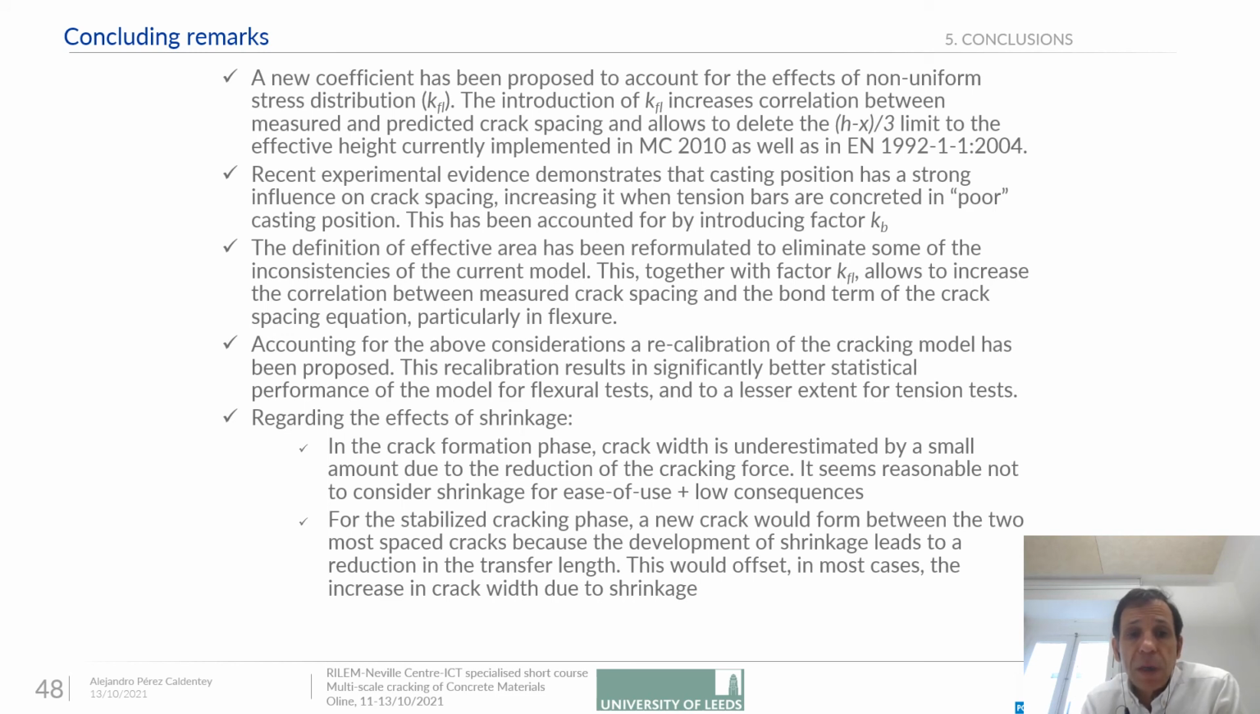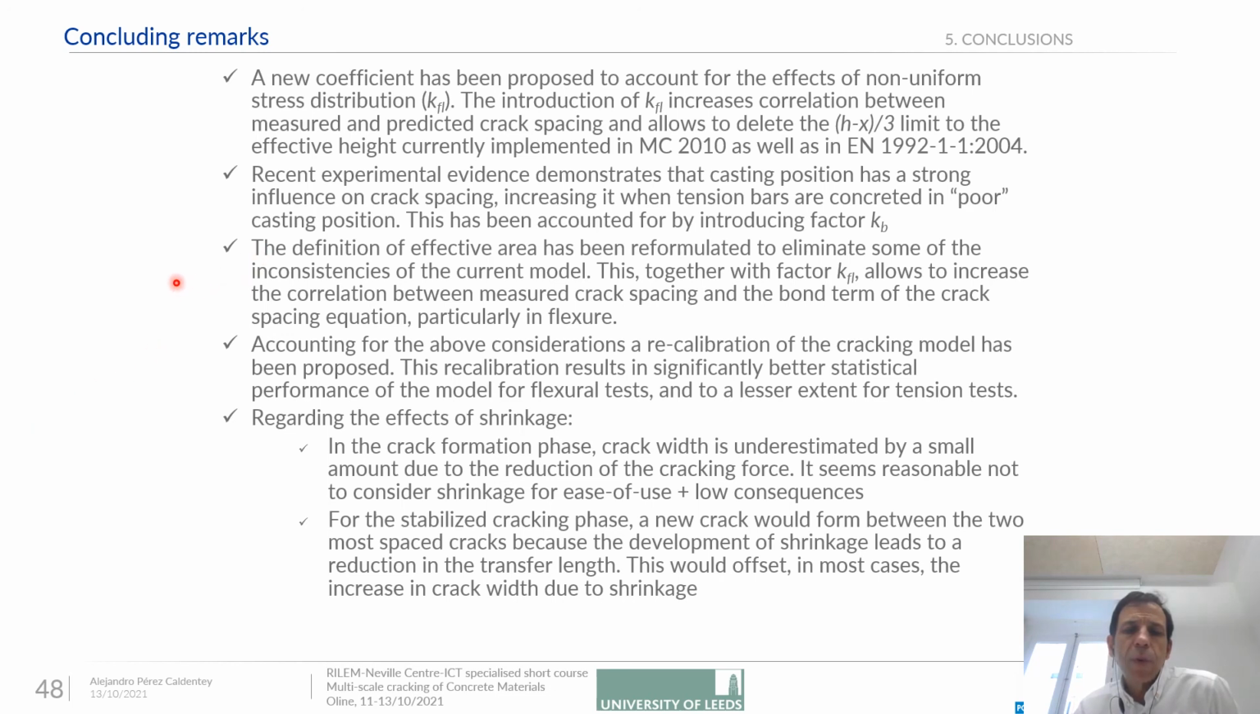Recent experimental data also demonstrates that casting position has a very strong influence on crack spacing, increasing it when the tension bars are concreted in poor casting position. And this has been accounted for very coarsely by a factor KB. Hopefully this factor can be refined in the future when more experimental data is available, but it is very clear that not only the casting position is important, it is also the workmanship is very, very important.